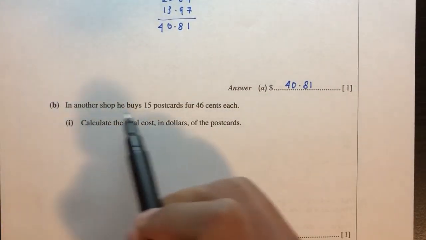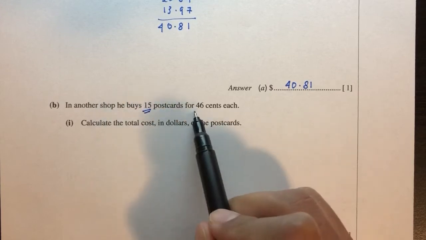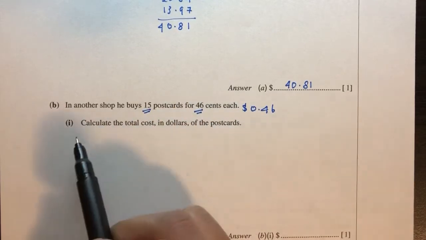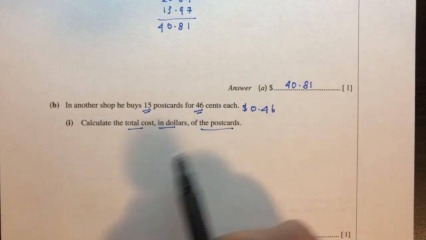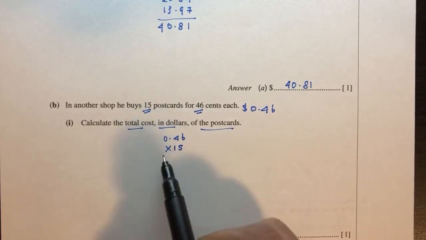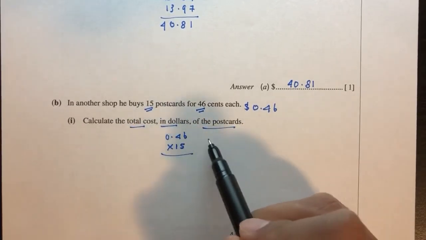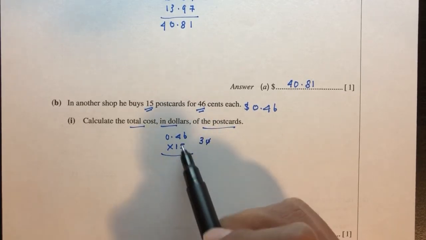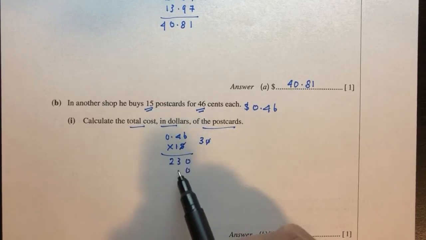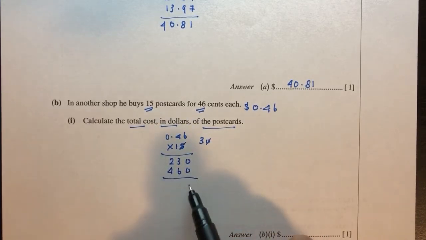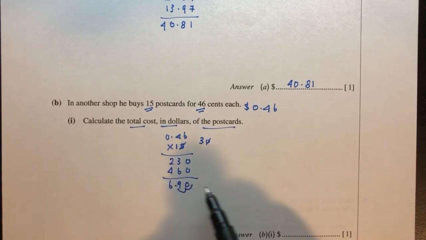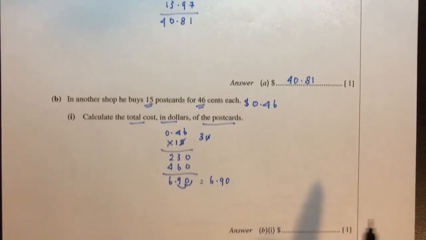Now part B. In another shop, he buys 15 postcards for 46 cents each, which is $0.46 each. Find the total cost in dollars of the postcards. So let's find out. 0.46 times 15. So 6 times 5 is 30. 4 times 5 is 20 plus 3. That will be 23. 6, that will be 1, 4. So we have 0, 9, 6. 2 decimal places, we have 2. That will be $6.90.